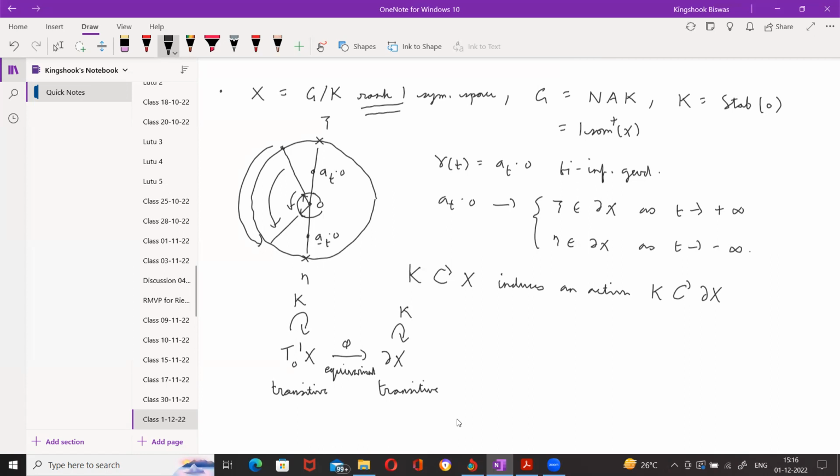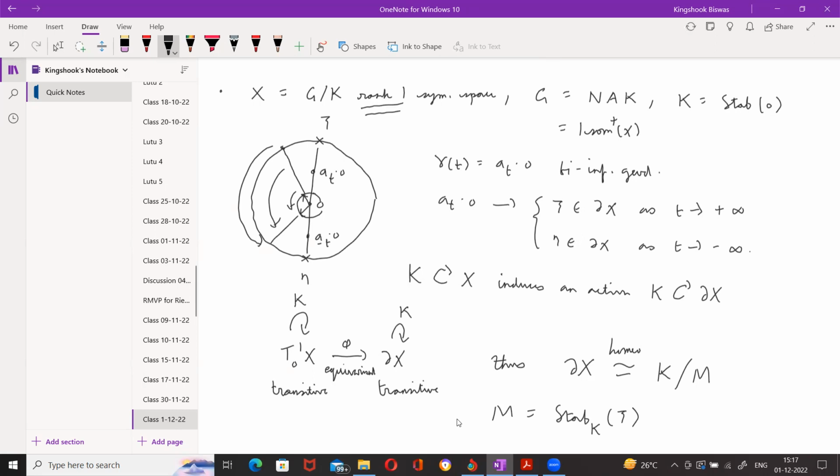So since it's a transitive action, boundary X is homeomorphic to K modulo the stabilizer of a point. So this M is equal to the stabilizer in K of xi.